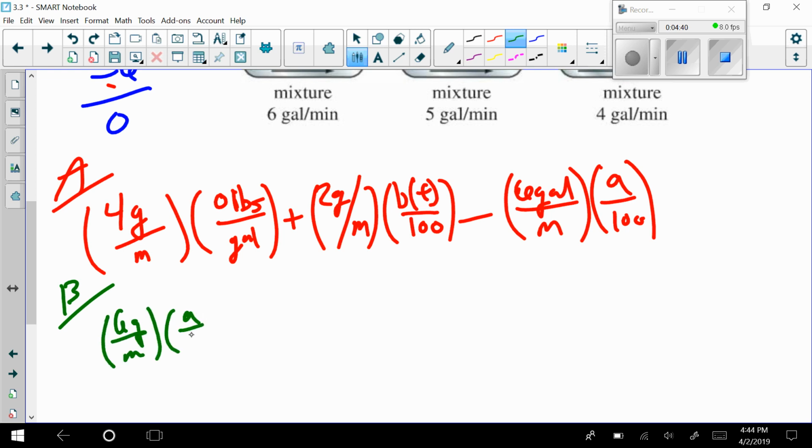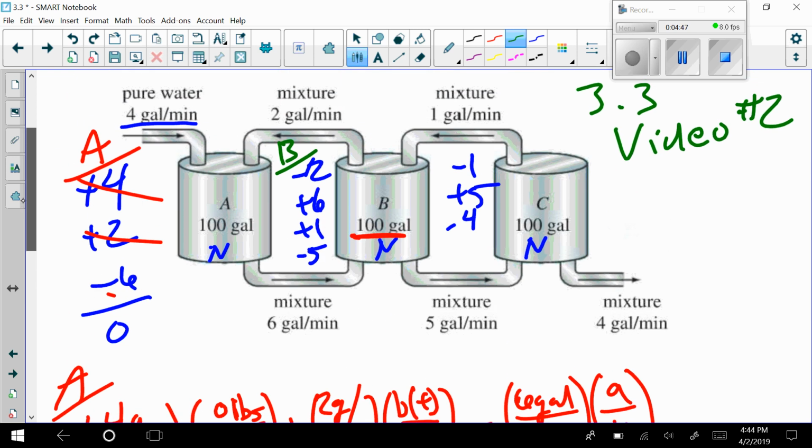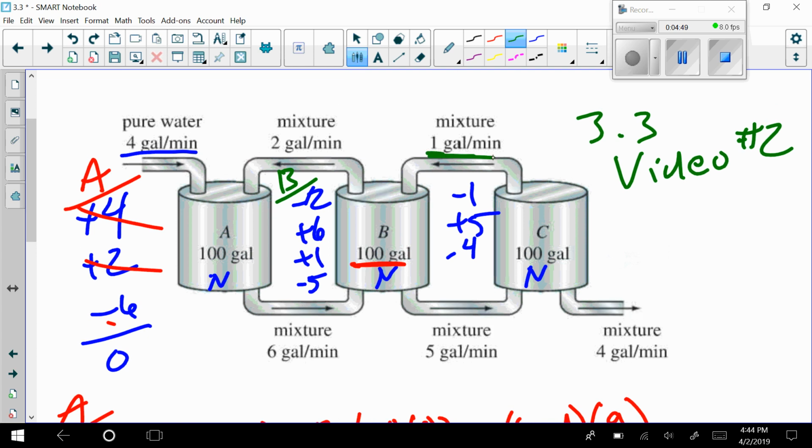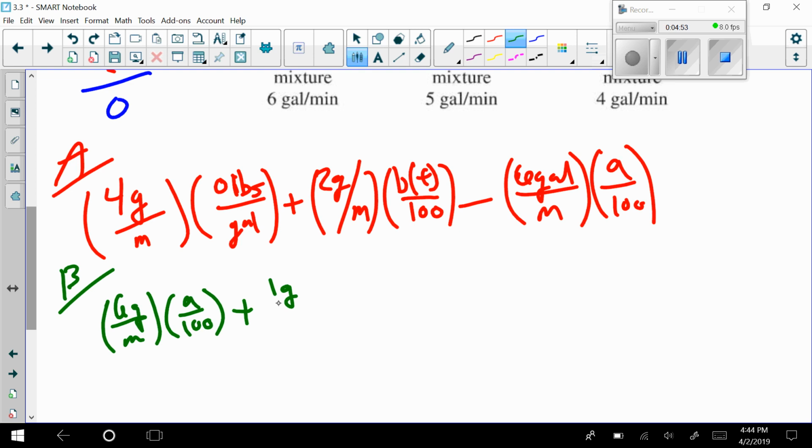Well, that's A then over whatever A is worth, and it's 100 gallons in there. I'm also gaining, right? I'm also gaining up here 1 gallon from C. Oh, so plus 1 gallon a minute from C, well, C over 100 gallons because it's 100 gallons inside of C as well.